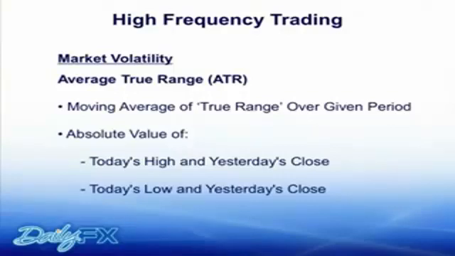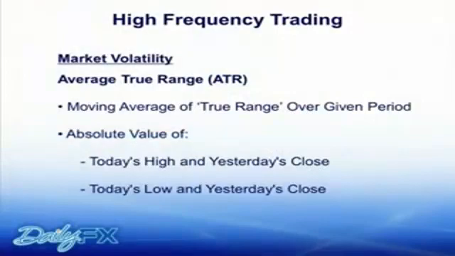Basically, the average true range is just the moving average of the true range of a given period. Typically, I like to use a 14-period ATR, and that's typically by definition, and I just know that a lot of market participants use that, and that's why I like to look at the same things that everyone else is looking at. And basically, it's an absolute value of today's high and yesterday's close, and also today's low and yesterday's close. By looking at the ATR, we can gauge how much one currency pair moves in one day. And just by knowing how much it moves, we can set a better, more realistic target of what we can expect.